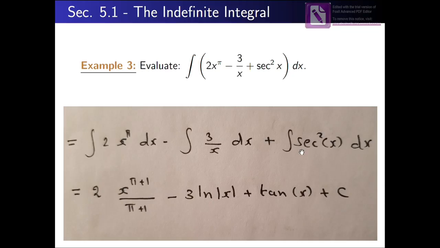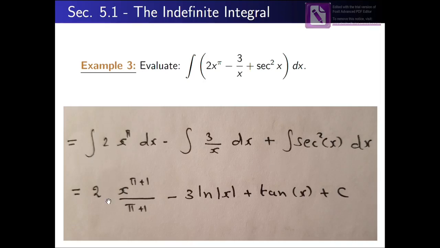So here we have example 3, integral of 2x power pi minus 3 over x plus sec square x dx. So for this one we can distribute the integration because here we have minus, here we have plus. So it will be integral of 2x power pi dx minus integral of 3 over x dx plus integral of sec square x dx. Now we will find the integration of each one of these functions.